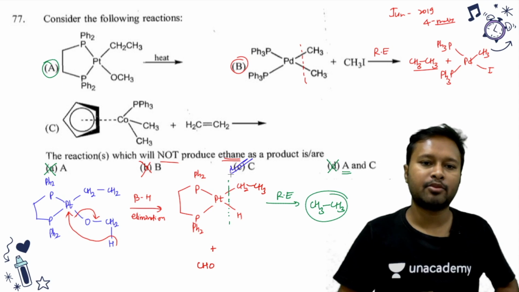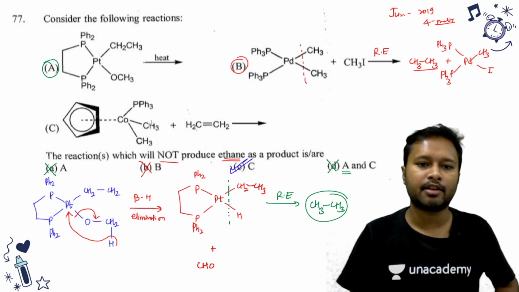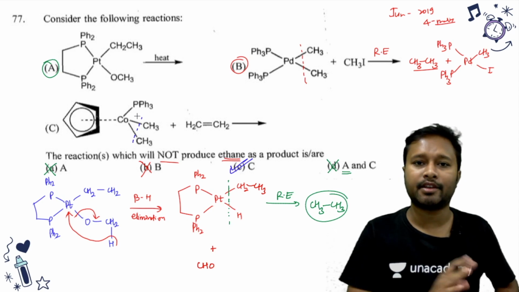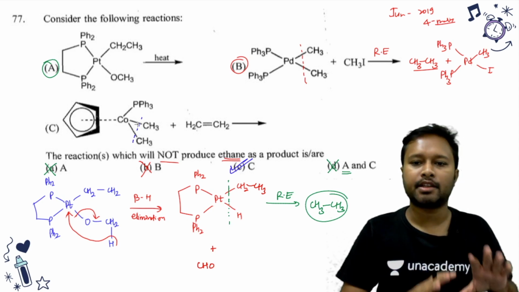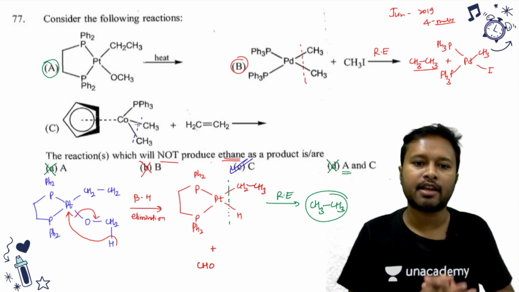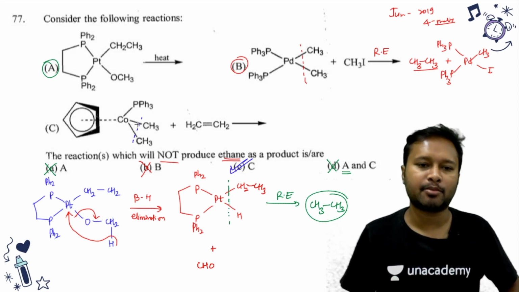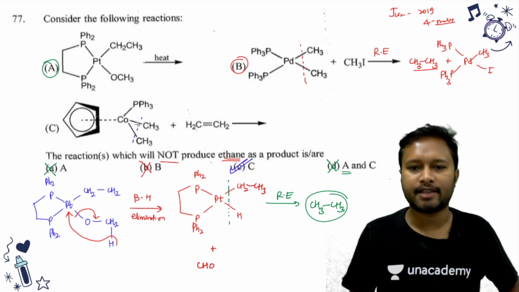Now in option number C, you might be thinking, why is it not undergoing reductive elimination like this, and making ethane? It seems pretty simple, right? It looks very straightforward, but the reaction does not happen like that. I'll show you the complete mechanism of it, what is actually happening in it.